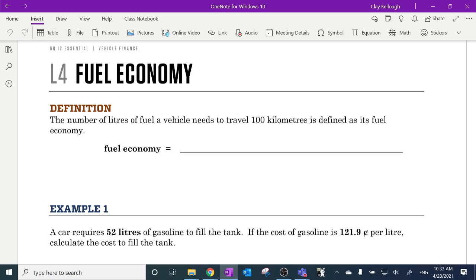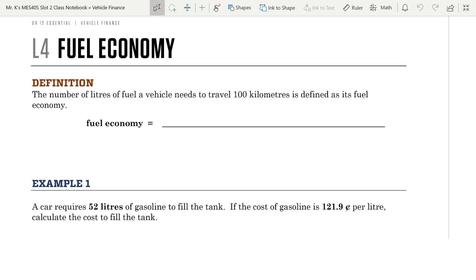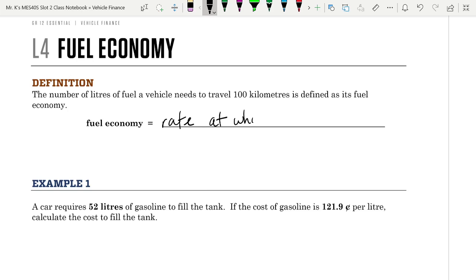So the way that they do this in the car industry, the automobile industry, is they define fuel economy as, and here's where we'll start our notes here, guys, the rate at which a vehicle consumes fuel. And again, notice we're using the word fuel, not gasoline, so we can compare other types of vehicles besides gas-powered vehicles a little later.